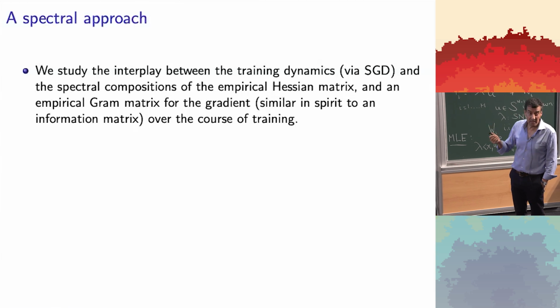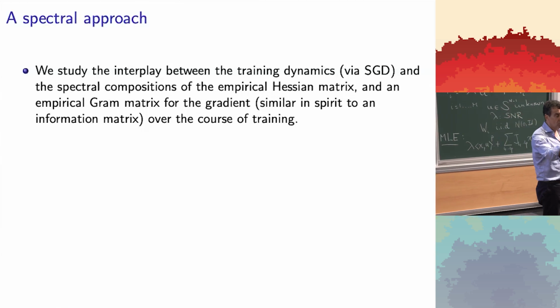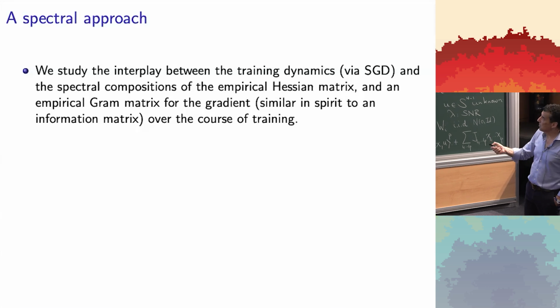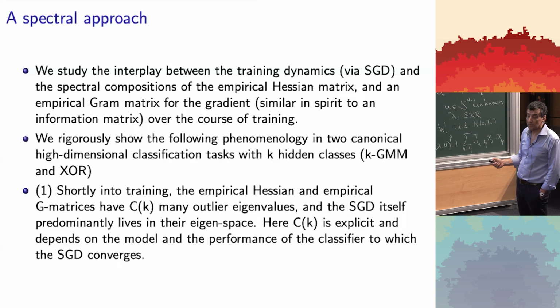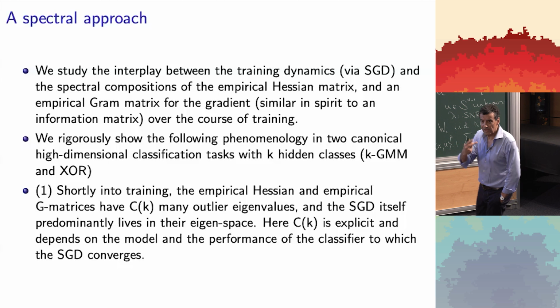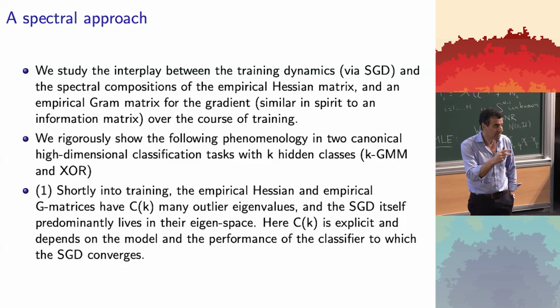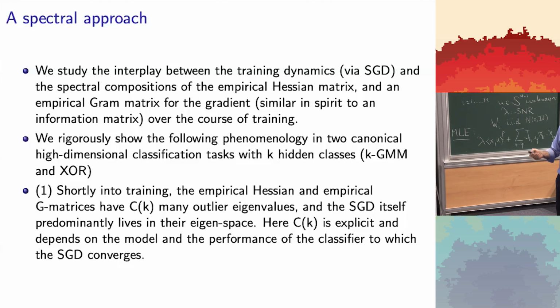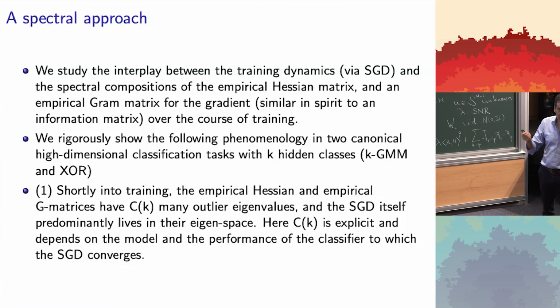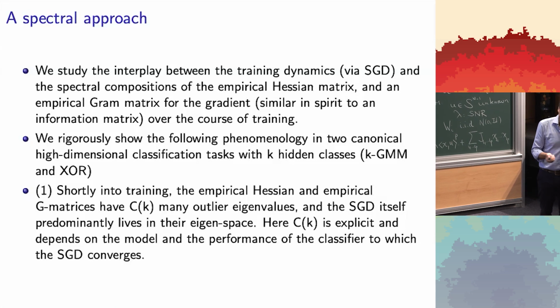So we study the interplay. I don't want to give you too heavy theorems, but essentially I already gave you the theorem. The interplay between the training dynamics via SGD and the spectral composition of the empirical Hessian and maybe the Gram matrix over the course of training. So we follow that in two canonical tasks. I will explain here two canonical tasks, the k-GMM and XOR, right? And I could do XOR with more than two, just if I want to be complicated, so we could also do that. But let's think XOR with two because I already told you what that was. So here's what happens, both numerically and provably.